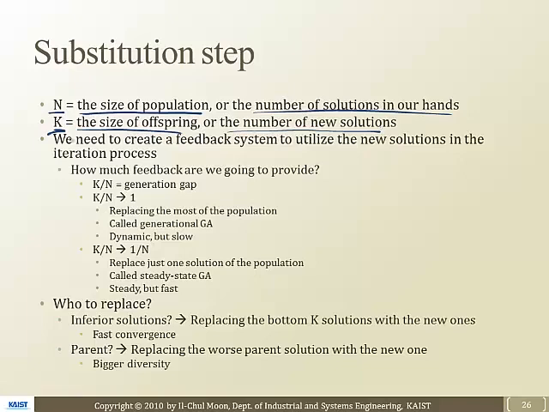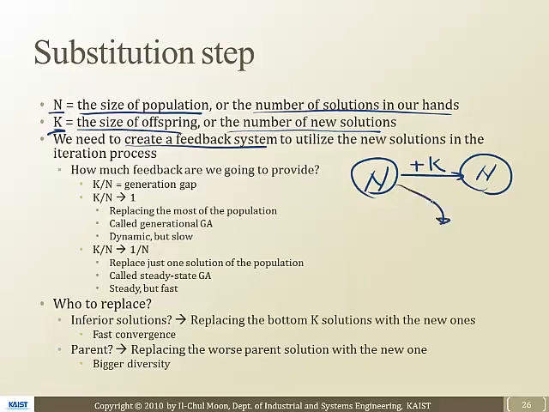Okay. So we need to create a feedback system. Right now we have N solutions, and the next time we still have N solutions. But here we want to add K new solutions, and we want to get rid of K solutions. And how to perform this substitution? First of all, K divided by N is called the generation gap.